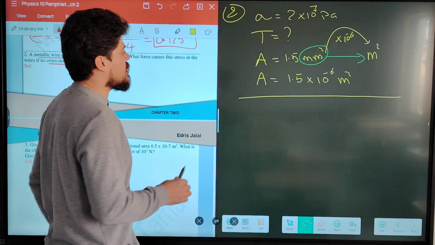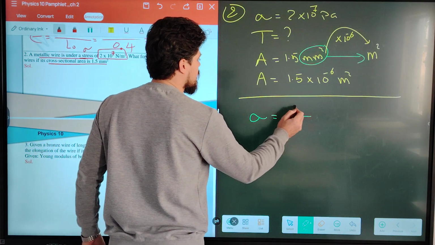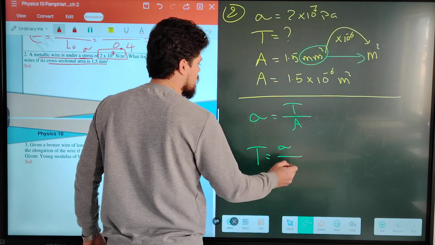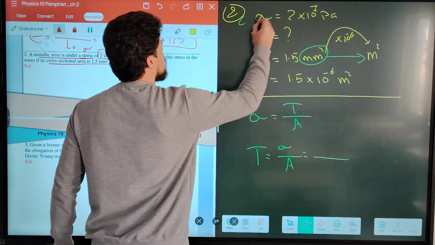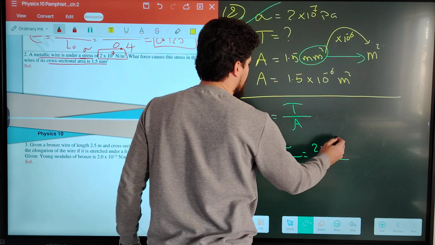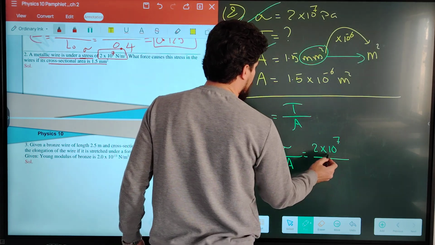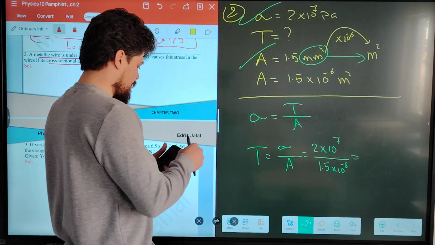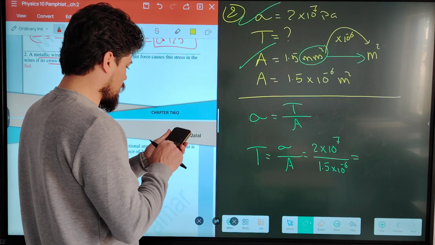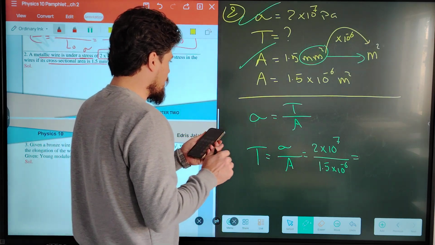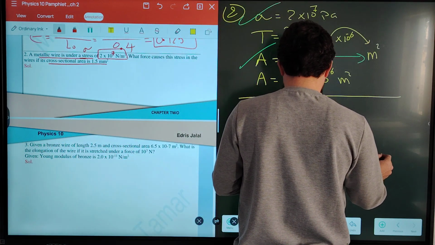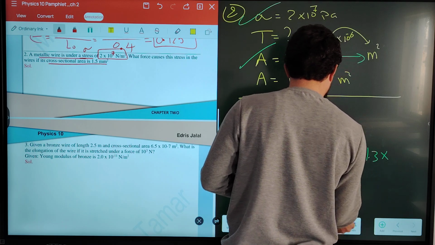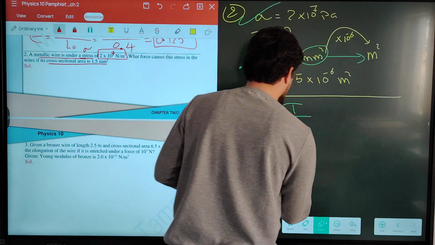How can you determine tension? It is very easy. According to the equation of stress, tension over area. Rearrange this equation. Tension is equal to what? Stress times area. Do we have stress? Yes, 2 times 10 power 7, and area, after conversion, 1.5 times 10 power negative 6. Sorry, it's not like this. Sorry guys, I do apologize.